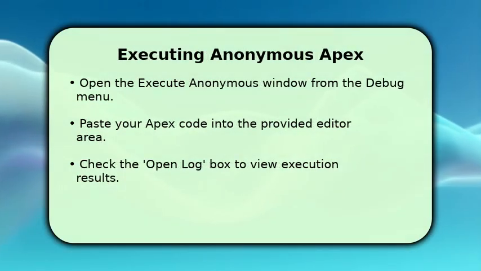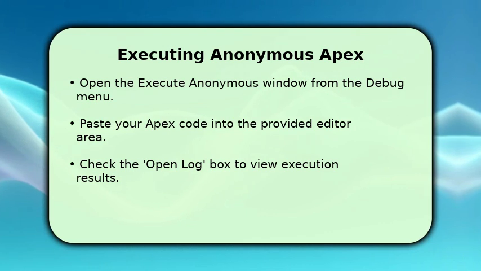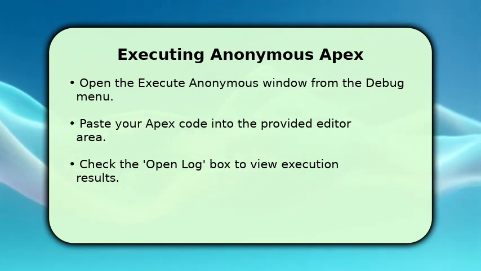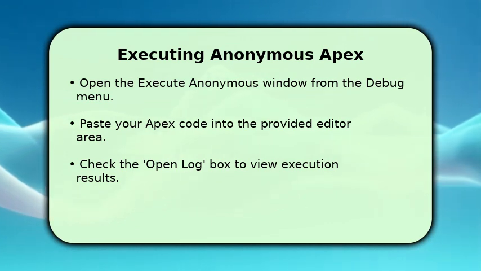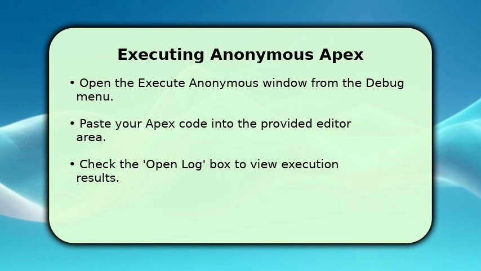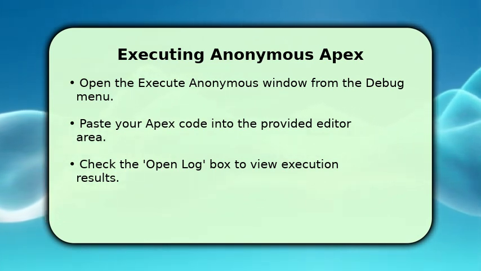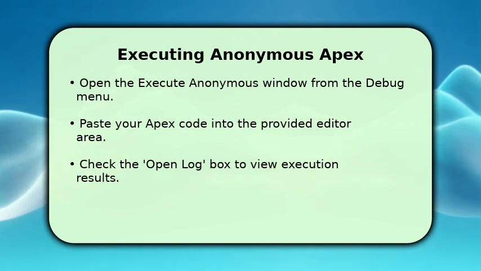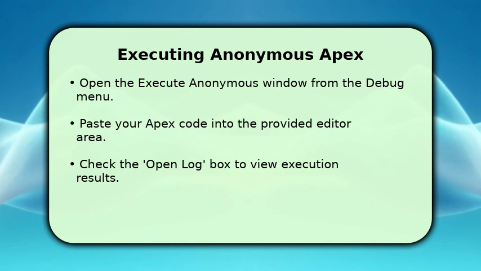A common task is executing anonymous Apex. To do this, navigate to the Debug menu and select Open Execute Anonymous window. A new window will appear where you can paste or type your Apex code. Before executing, ensure the Open Log checkbox is selected if you wish to review the debug log immediately after execution. Click Execute to run your code and observe the results.